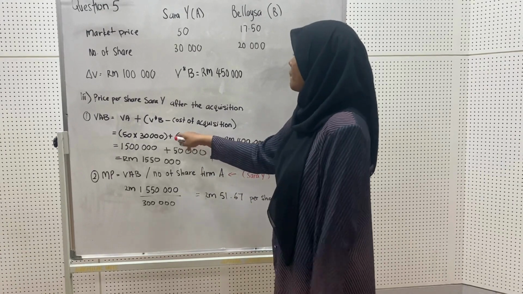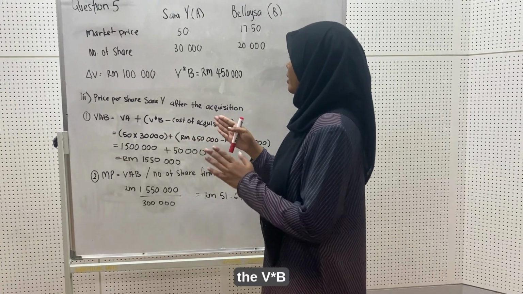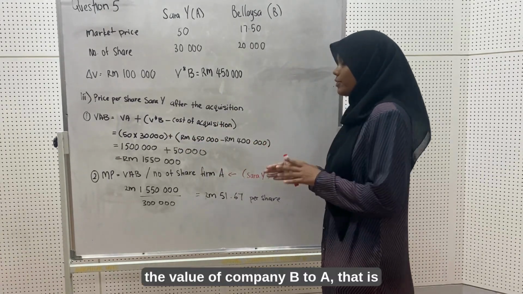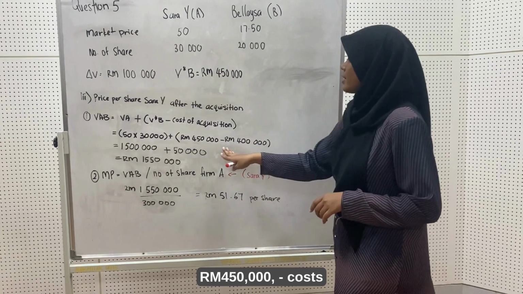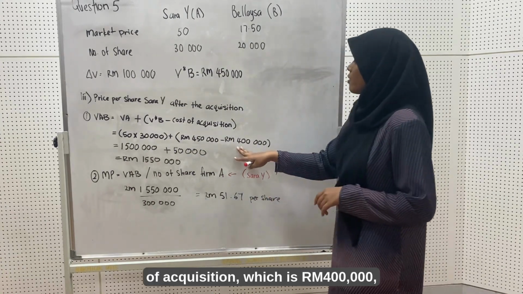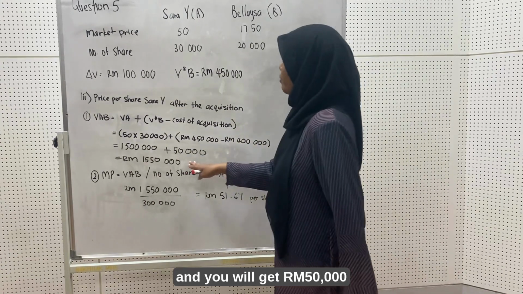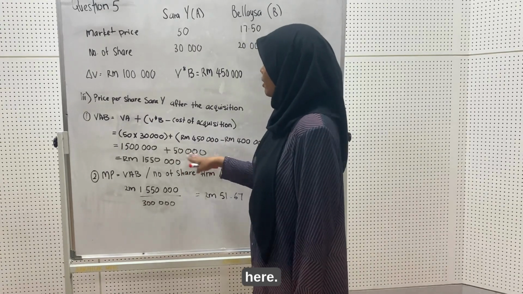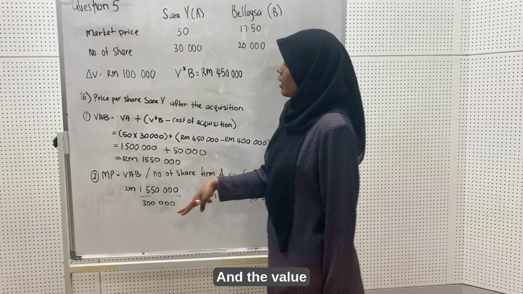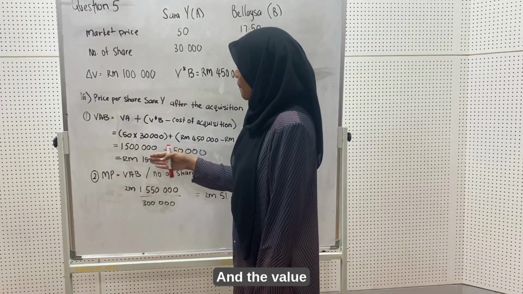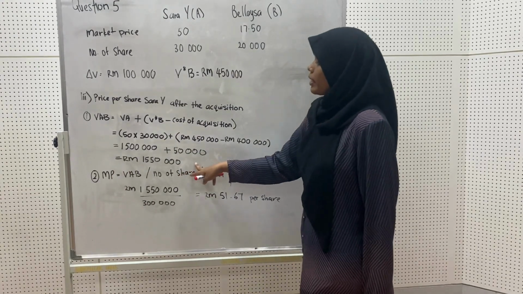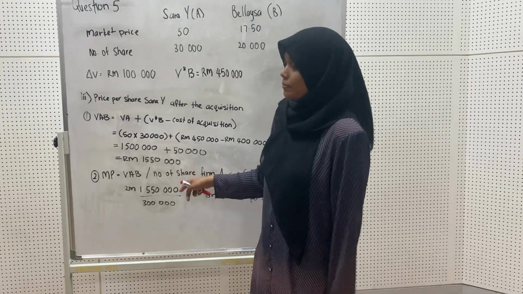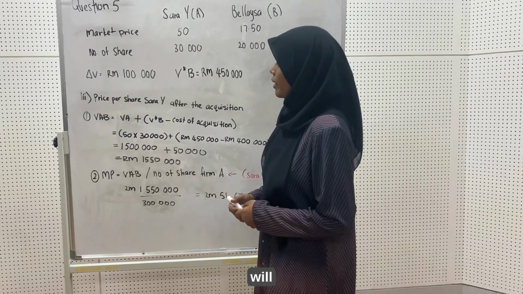And the value of company B to A, that is 450,000 minus the cost of acquisition, that is 400,000, and we will get 50,000 here. And the value of VAB will be 1,550,000.